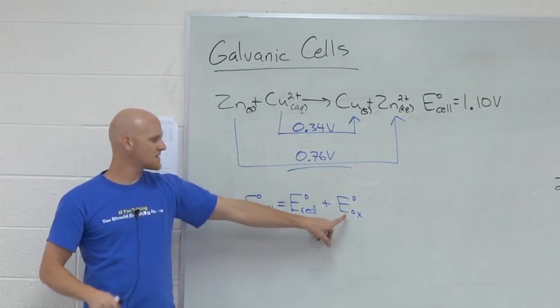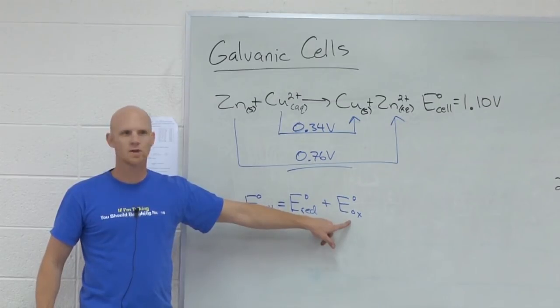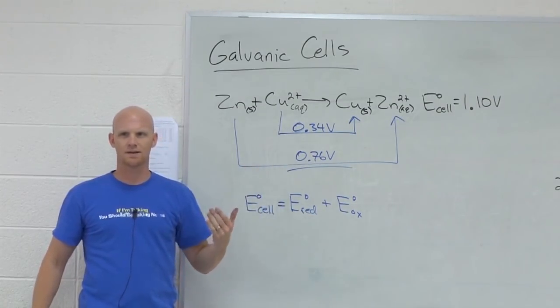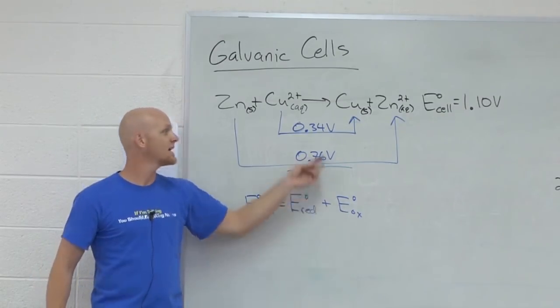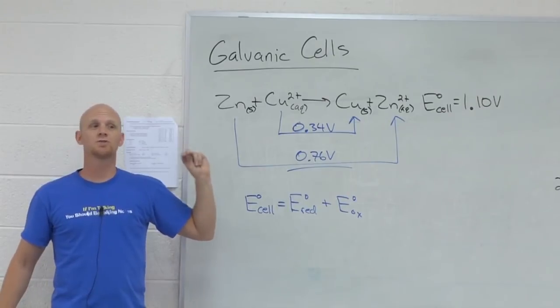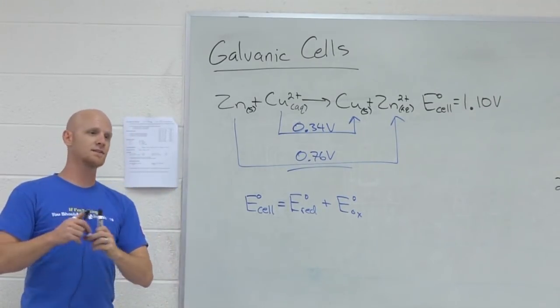Now, were there actually any oxidation potentials on the chart? No, but what did you do to get it? You just found the one that was backwards and made it negative, right? And then you got the oxidation potential, and then we just added them together. Well, sometimes they don't trust you guys to do that. They don't trust you to know when to change the sign and stuff like that.